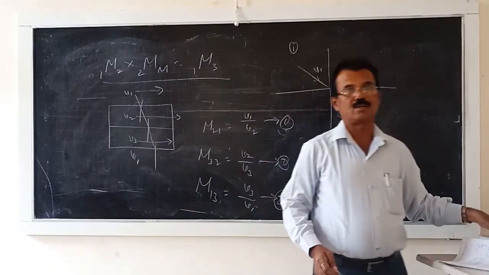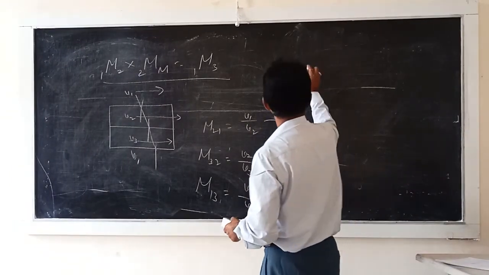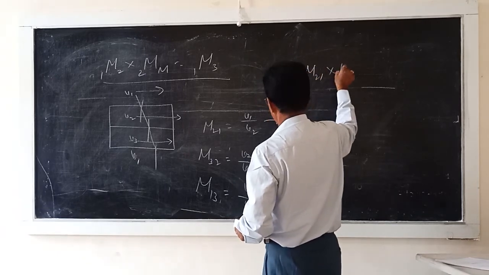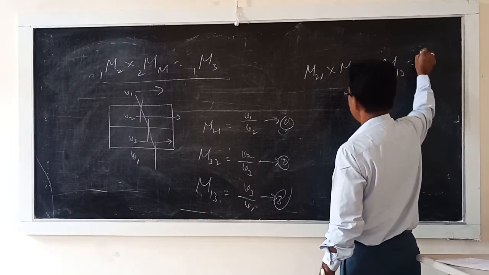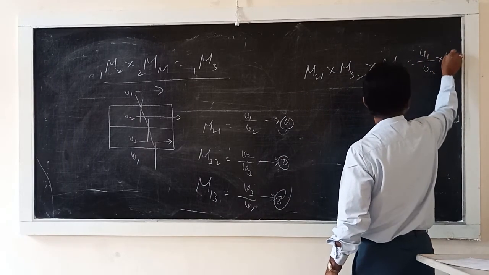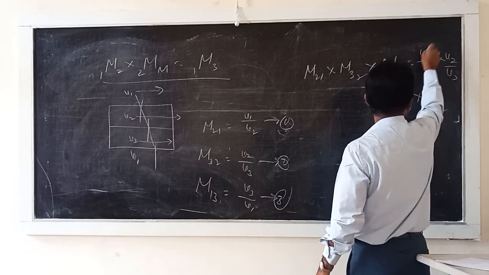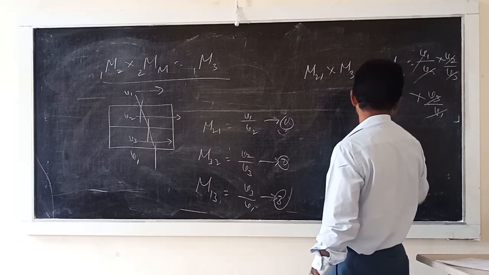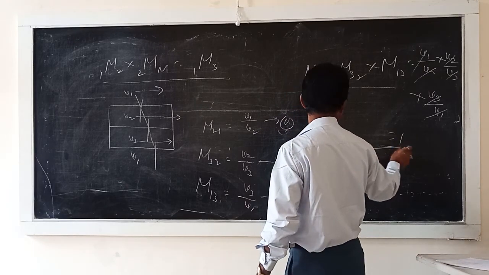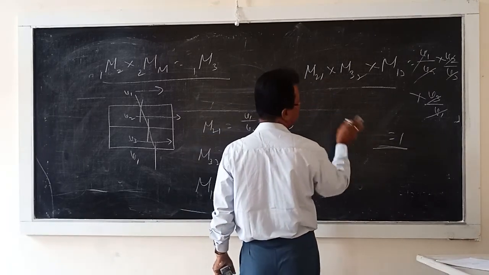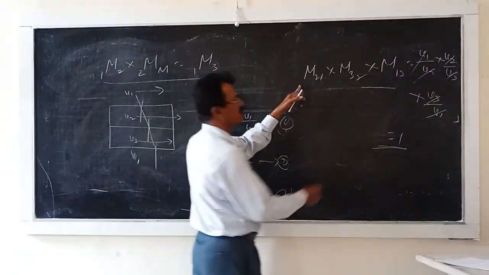Multiplying equations 1, 2, and 3, we get mu 21 times mu 32 times mu 13 is equal to V1 by V2 times V2 by V3 times V3 by V1. V1 cancels, V2 cancels, V3 cancels. So the product of the refractive indices is equal to 1, that is unity.